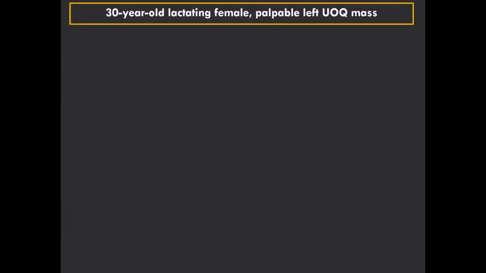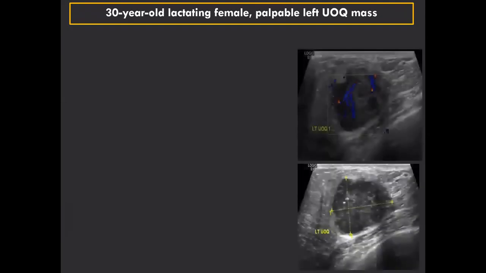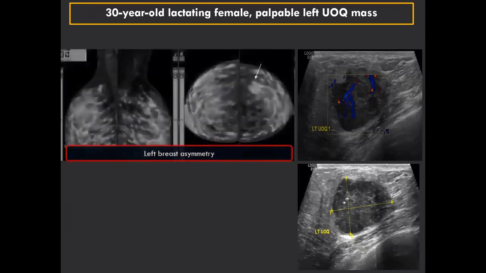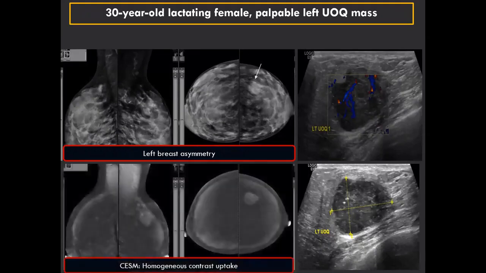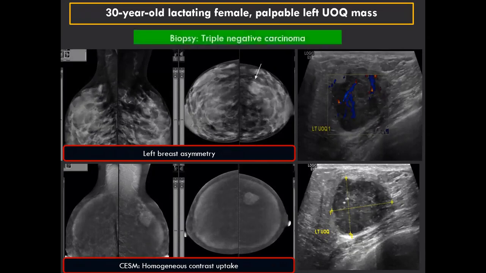This is another 30-year-old lactating female. She had a palpable mass lesion. Because she was 30 years, we usually start with an ultrasound examination. She had this irregular shaped mass lesion with increased vascularity. This was her mammogram showing a focal asymmetry in the left breast. And this was her contrast mammogram, which showed an underlying homogeneously enhancing lesion. A biopsy was taken, and this lesion was a triple negative breast cancer.